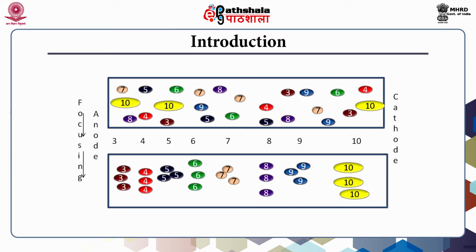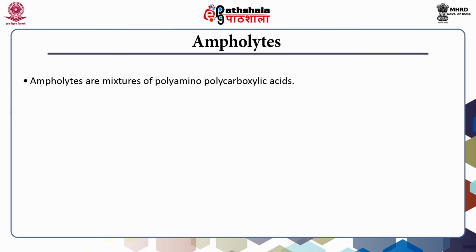Now it should be clear that protein sample can be loaded on either end of gel. In isoelectric focusing, protein gets accumulated at its isoelectric point. Ampholytes are mixtures of polyamino polycarboxylic acids and are commercially available as Pharmalyte or Biolyte. These are also referred as carrier ampholytes or amphoteric electrolytes.